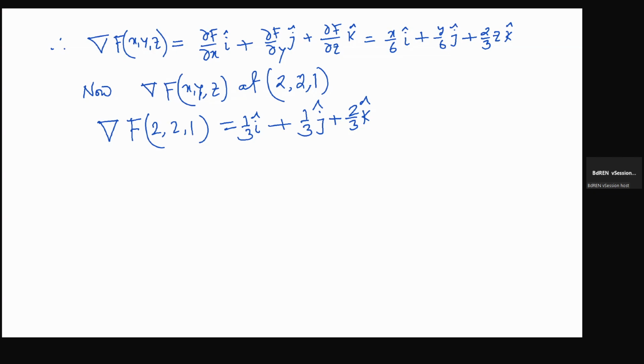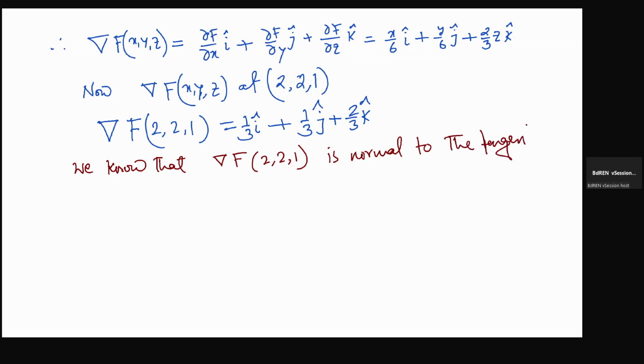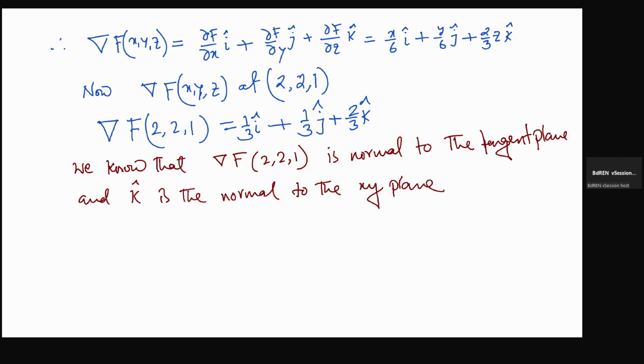Based on the theorem, we know that the gradient of f at 2, 2, 1 is normal to the tangent plane, and k is the normal to the xy plane. So that's why.